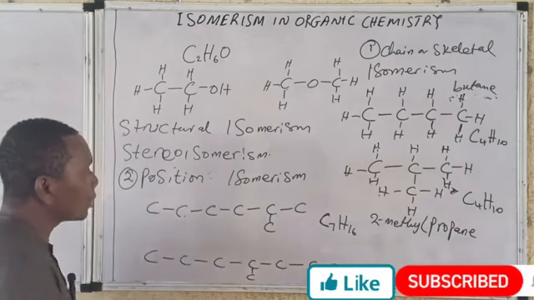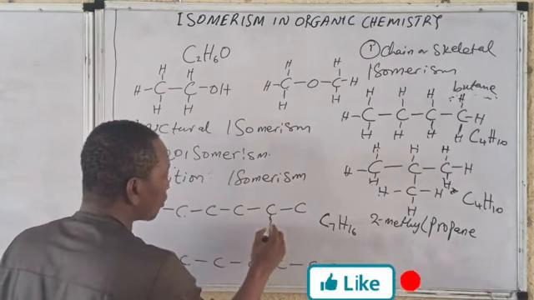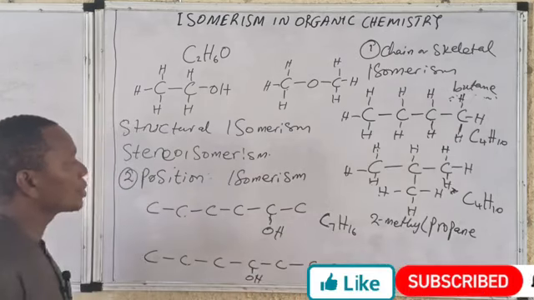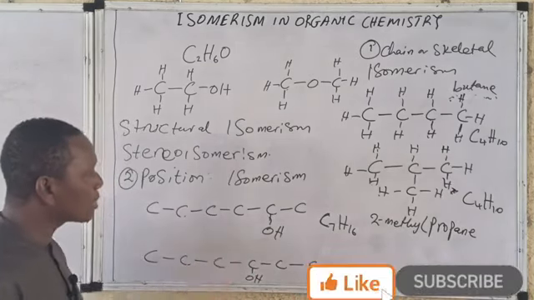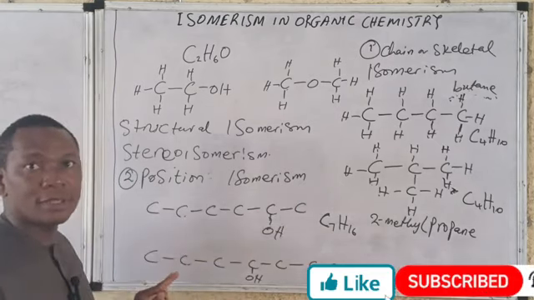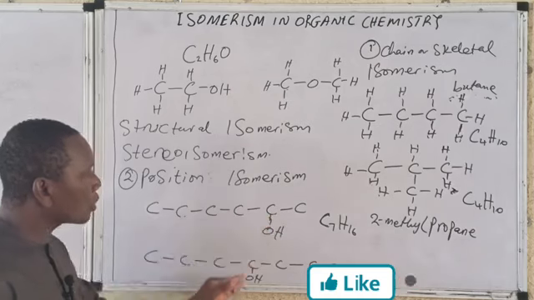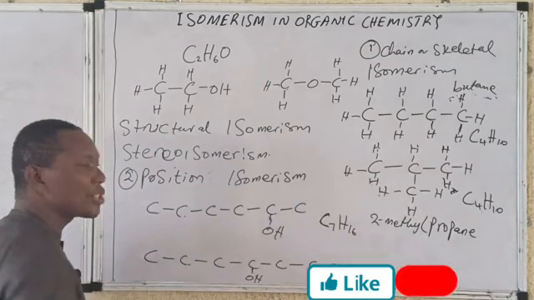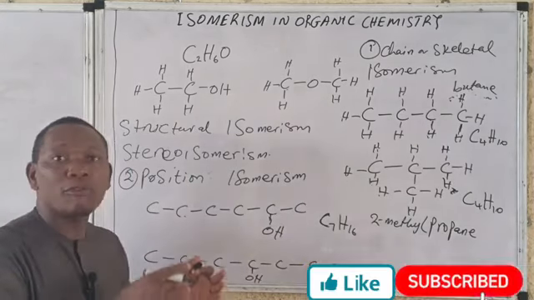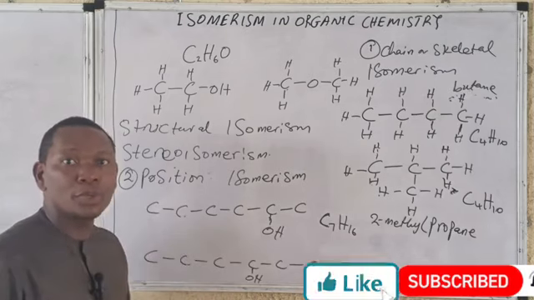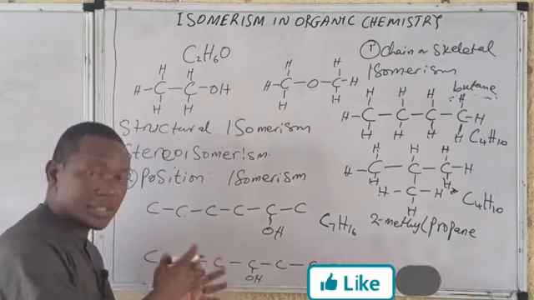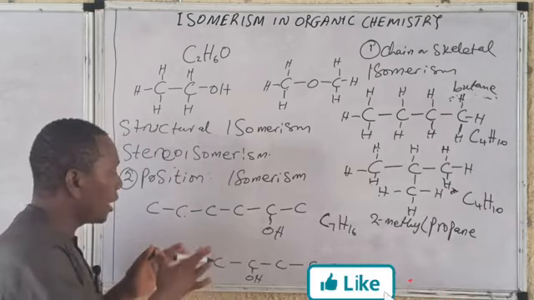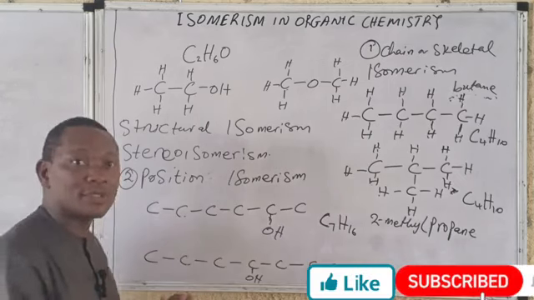Another thing you should know is this. Let's assume that I decide to replace this with OH, and here as OH. In this place, it's still the same thing, but the position of the functional group also differs. I can decide to put the OH in this place, or OH there. So you realize that the position of either the constituent or the functional group is what makes the differences in this kind of isomerism.